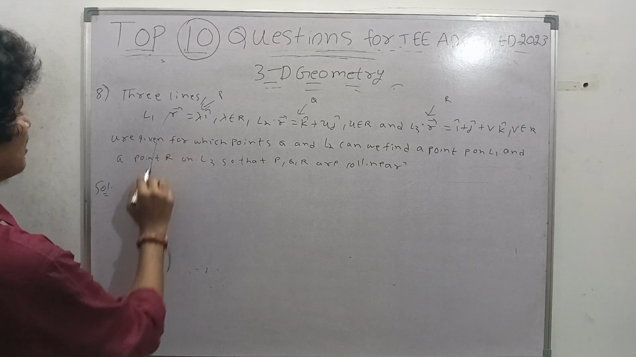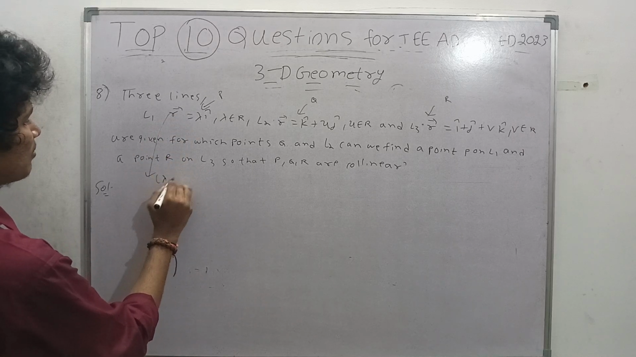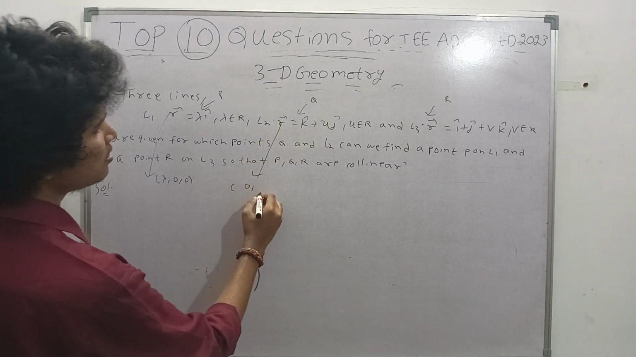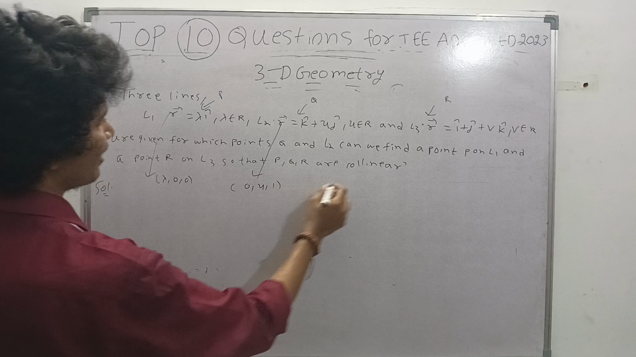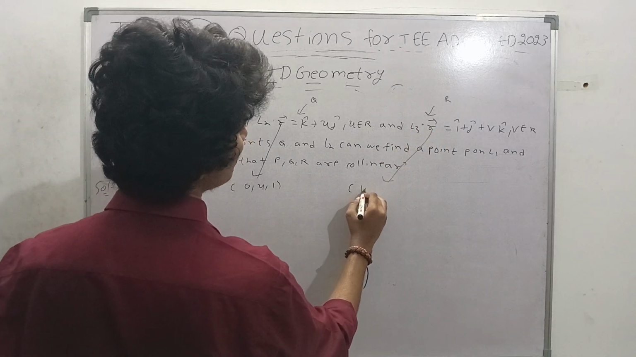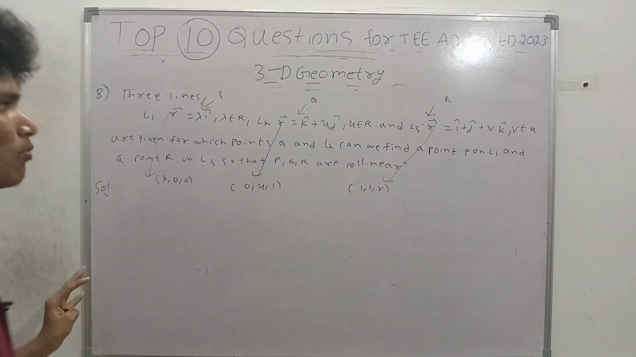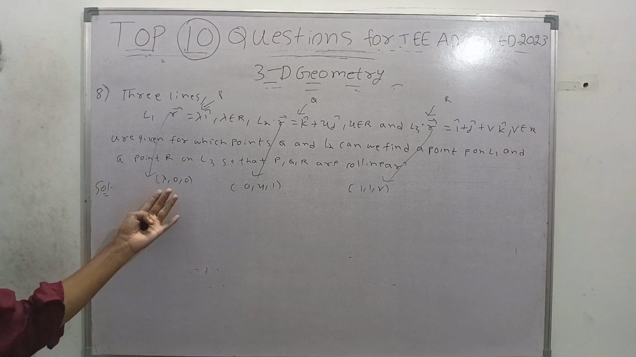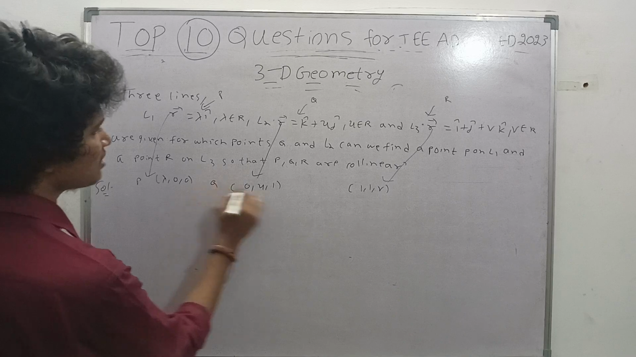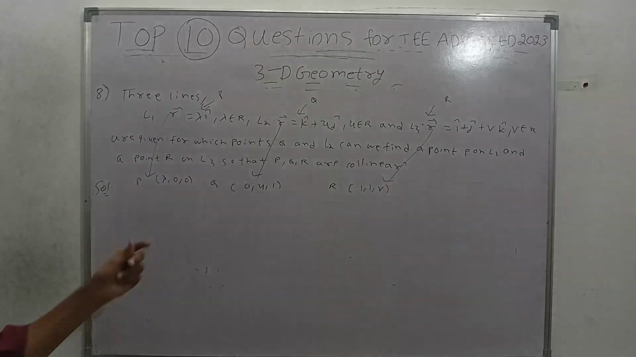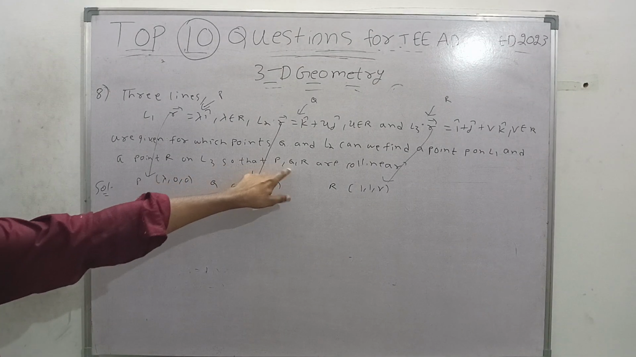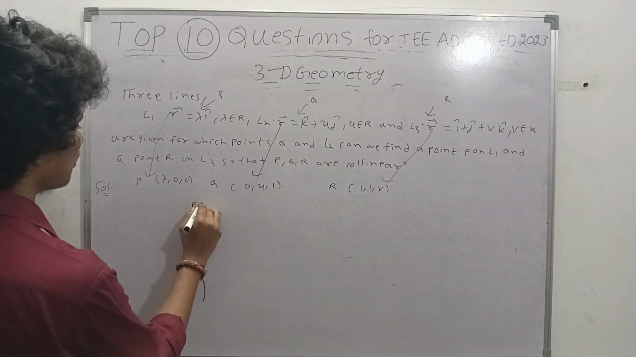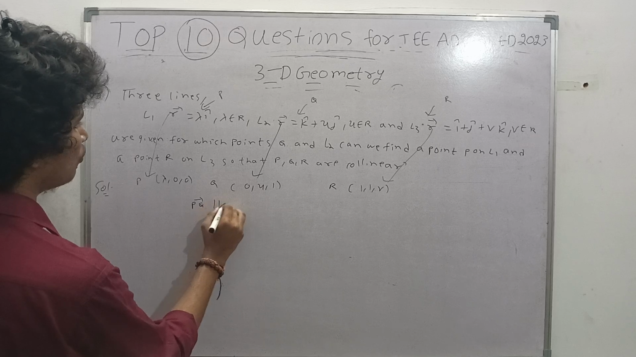So what I can assume? I can take the point lambda comma 0 comma 0 and I can take the point 0 comma nu comma 1 and the point 1 comma 1 comma gamma. These 3 points I taken as general points. This I am assuming as P, this as Q, this as R. Now I have to find the condition required for PQR, that PQR should be collinear. So PQ should be parallel to PR.